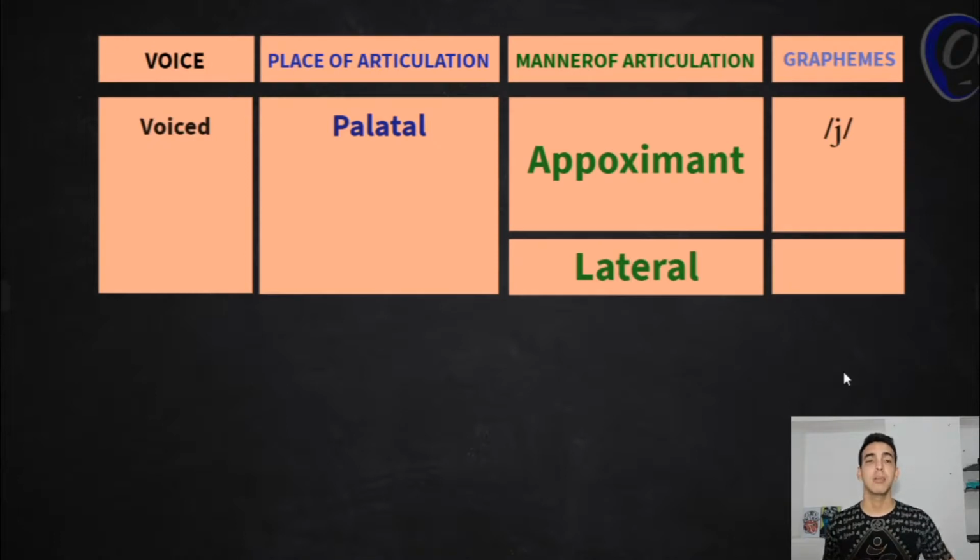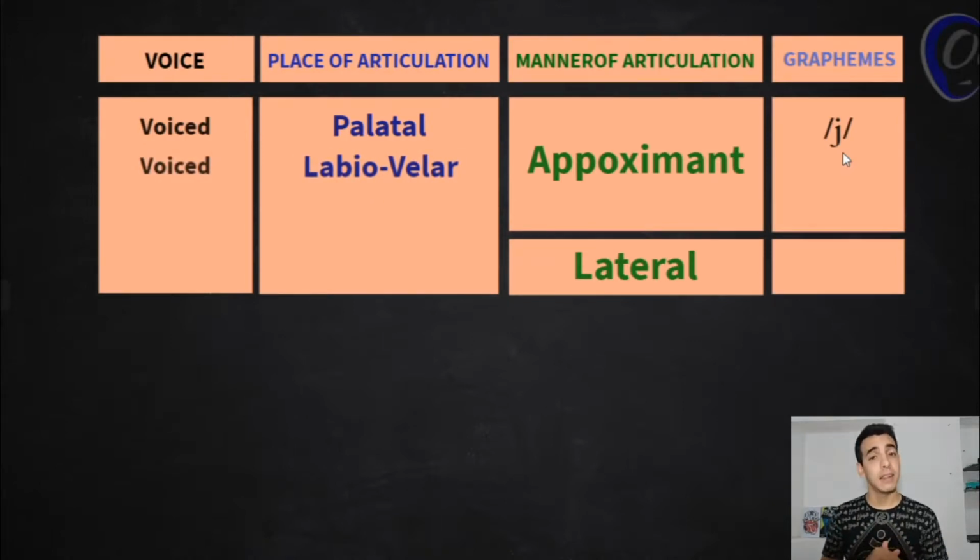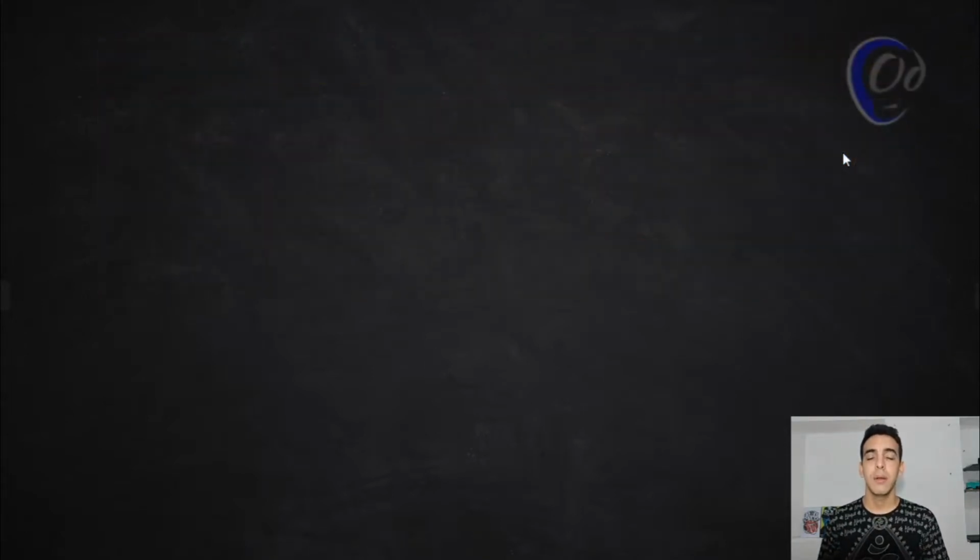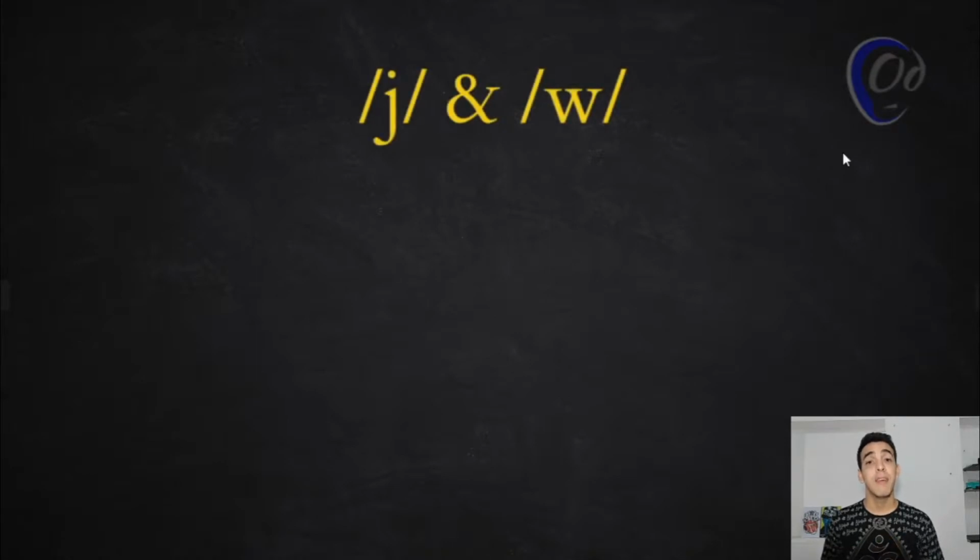The palatal approximant is represented by this grapheme, by this letter, the J in this case. And then we have the labiovelar approximant. So you can call them palatal and labiovelar because they are the only palatal and labiovelar that we are about to study. So these two sounds, y and w, they are called semivowels too.